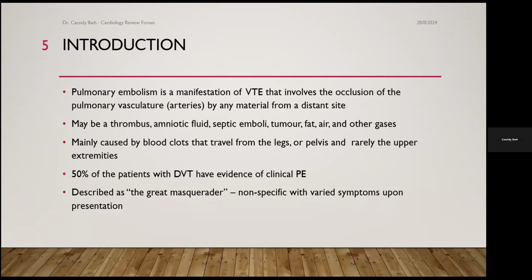Fifty percent of patients with DVT may have evidence of clinical or subclinical pulmonary embolism. And because of its non-specific presentations, it may be described as the great masquerader, which in most cases means you need a high index of suspicion to make the diagnosis.